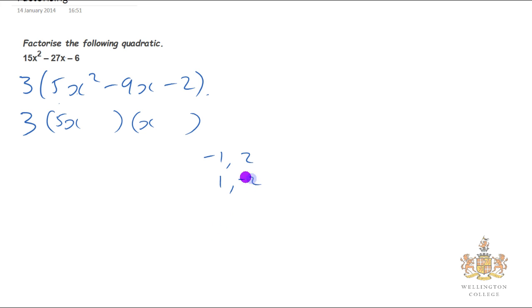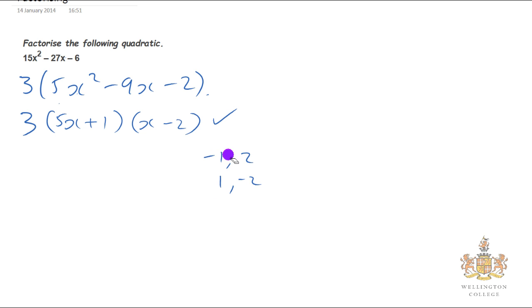We need a minus. So let's try putting the minus 2 in here and the 1 in here. 1 times x is x. Minus 2 times 5 is minus 10x. Add those two together, you get minus 9x. So this is our correct answer.